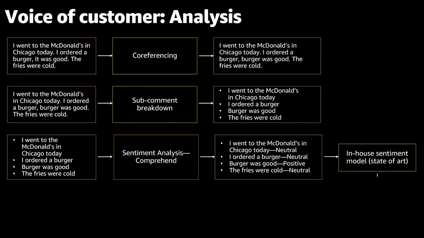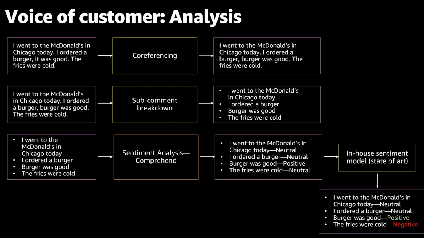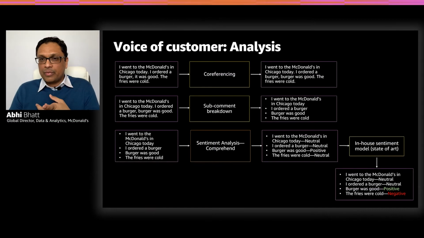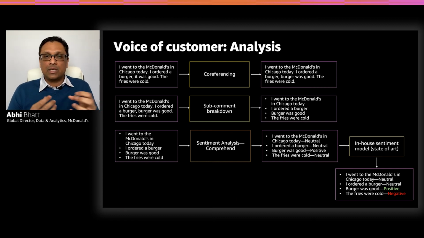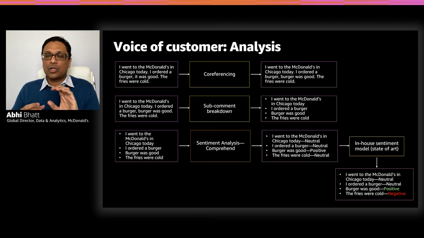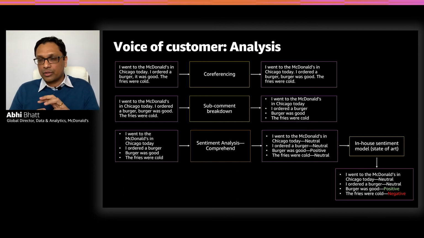Let's continue to talk a little bit more about the two additional processing steps that we talked about, the coreferencing and the subcomment breakdown. Again, building on the examples from before, I went to the McDonald's in Chicago today. I ordered a burger. It was good. The fries were cold. When this comment is passed through the coreferencing step, the coreferencing step is going to determine the expressions in the text that refer to the same person or thing. So you can see the output of coreferencing is going to look like, I went to the McDonald's in Chicago today. I ordered a burger. Instead of "it," it will be the burger was good. The fries were cold.